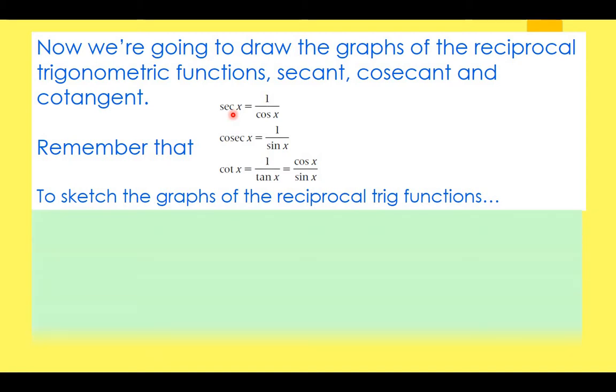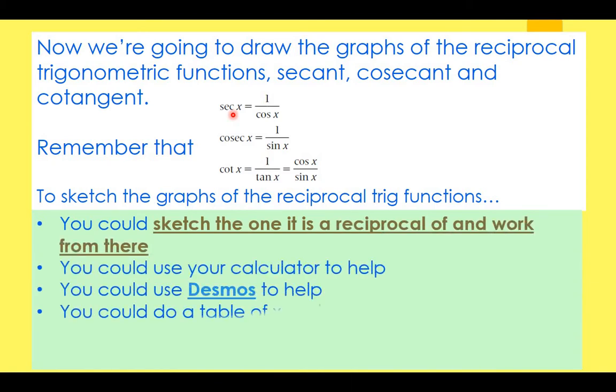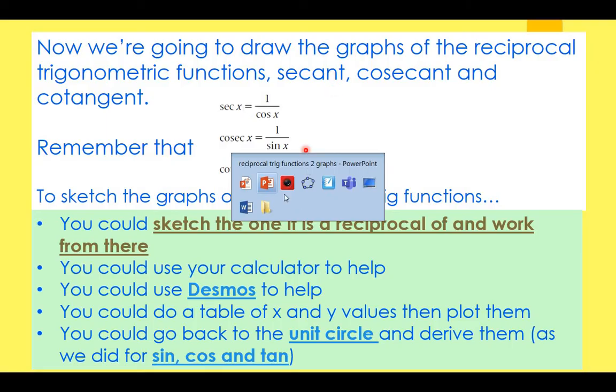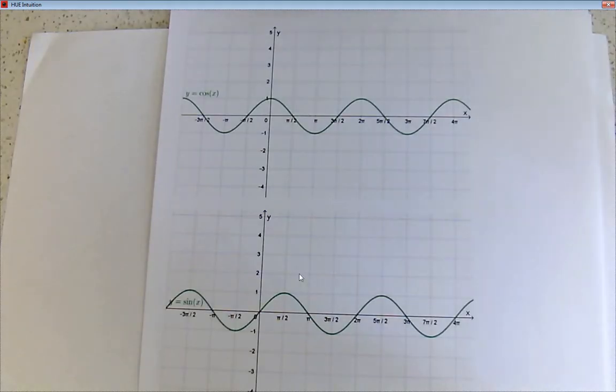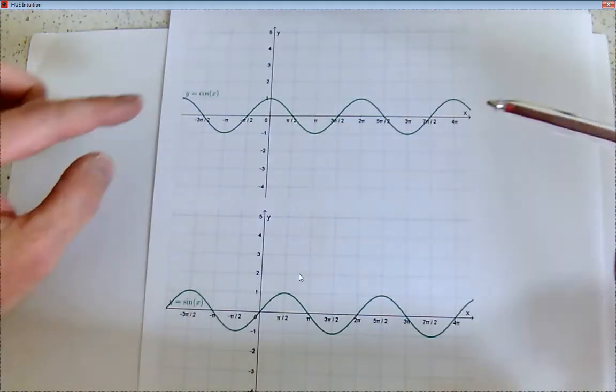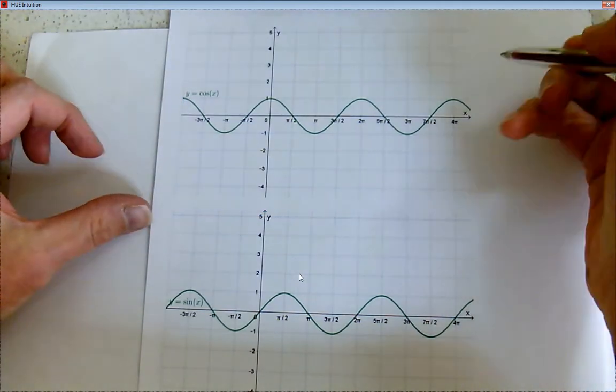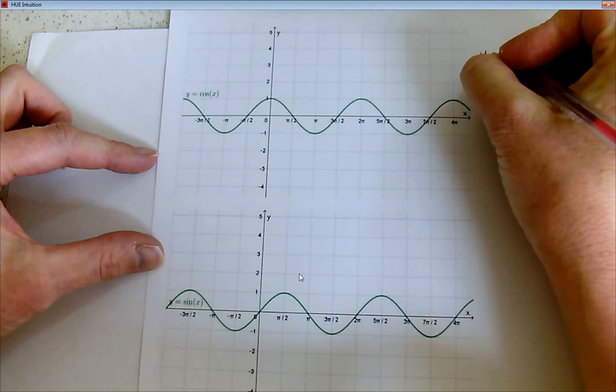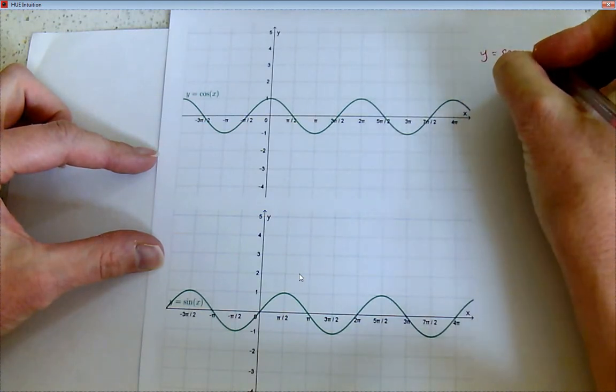So there are lots of different things that can help you sketch the graphs of reciprocal trig functions, but I'm going to use the one that seems to be most useful, especially if you're asked to do this in exams. So we're going to use the basic function to begin with. So I'm going to switch to drawing some graphs. Here we're starting with the graph of y equals cos x. So we're going to draw the reciprocal graph for that. So 1 over cos x is sec x.